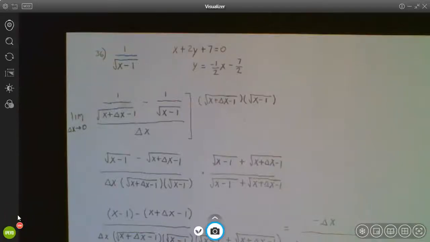Hey guys, wanted to go over a couple of these problems with you. 36 in particular because it was so lengthy of a problem. But I wanted to at least go through the process with you. They're definitely not all this hard. This was the toughest one in that group of problems.